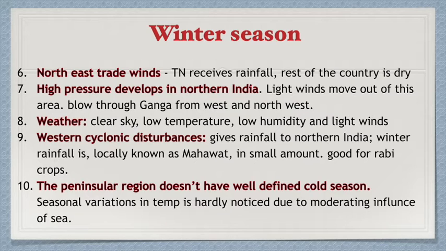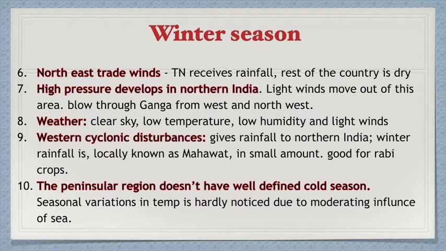Then high pressure develops in northern India. Due to the apparent movement of the sun towards the southern hemisphere, high pressure develops in northern India. Light winds move out of this area and blow through the Ganga plain from the west and northwest. Weather in this winter season is marked by clear sky, low temperature, low humidity and light winds.